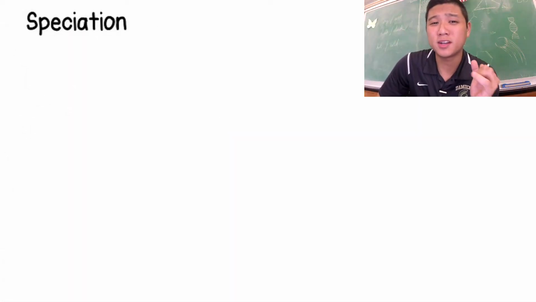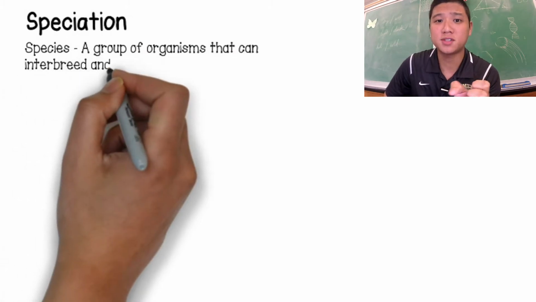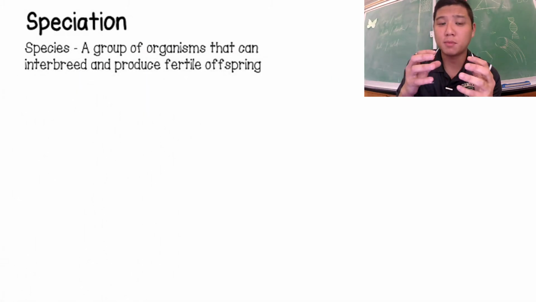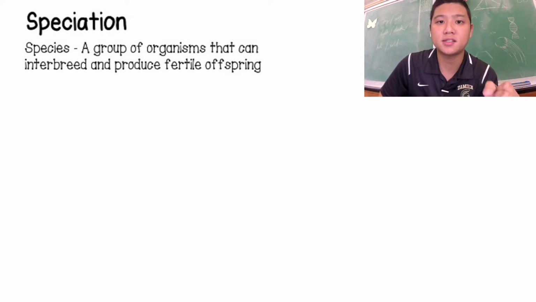So let's talk about what a species is first. A species is a population of organisms that are able to breed with each other and create offspring, but more importantly, those offspring have to be able to create more offspring. So there are two important components in there. Number one, that they can interbreed with each other, and number two, that their offspring are able to make more offspring. So let's take a look at an example.